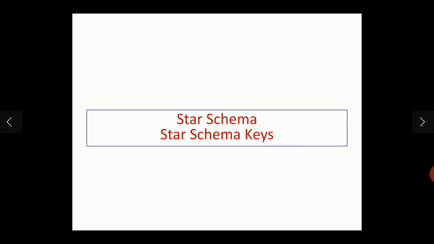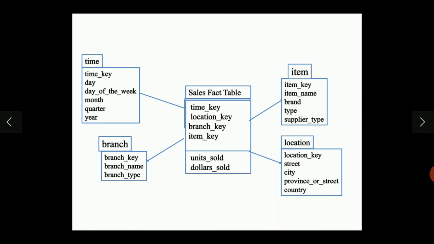Let's explain with the help of a diagram. In this case, time, branch, item and location are the dimensions. The primary keys of these dimensions are time key, branch key, item key, location key respectively. All these primary keys are given in the fact table and collectively act as a primary key for the sales fact table. So basically these are the foreign keys importing the values from the dimension tables. Along with the keys, the fact table consists of measures. It has units sold and dollars sold.